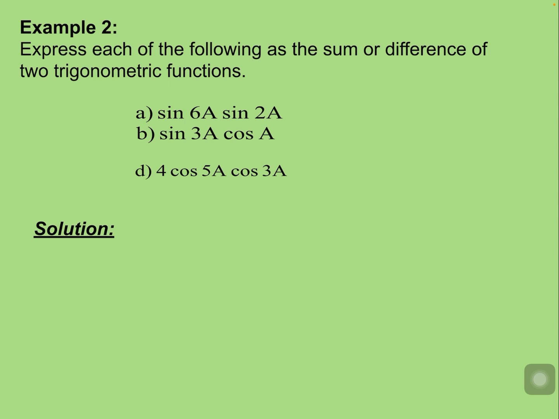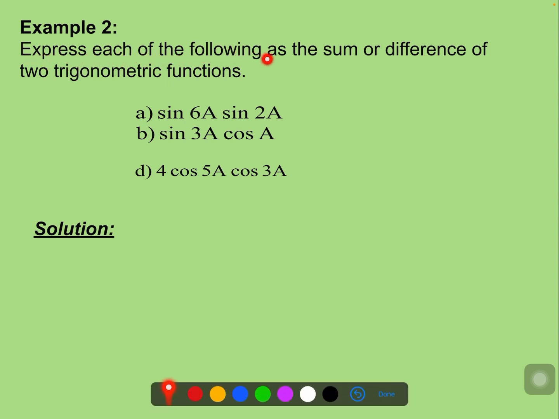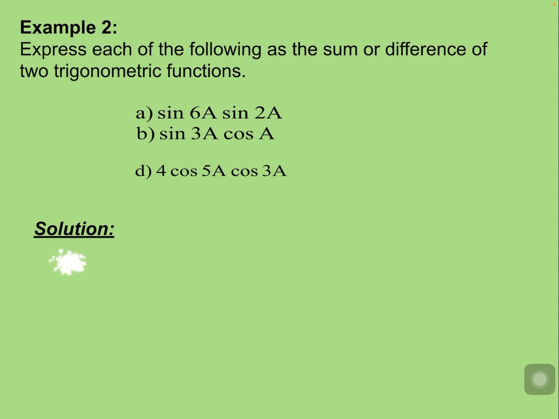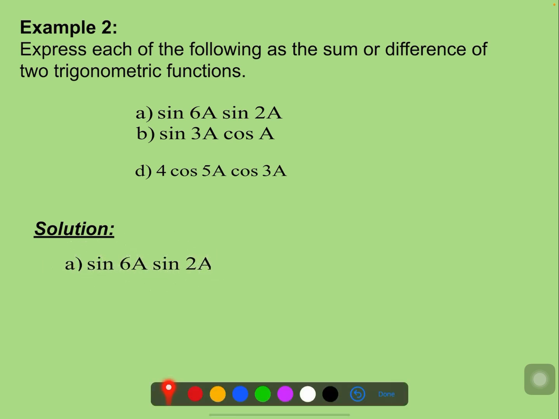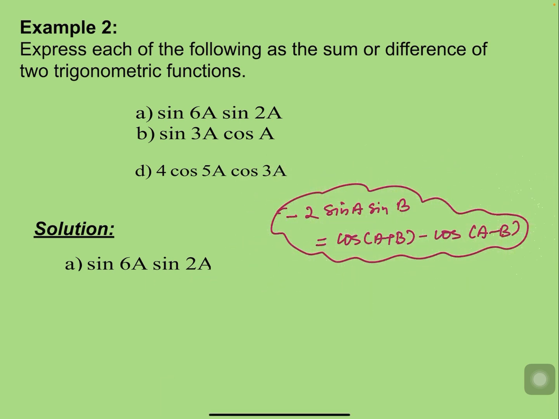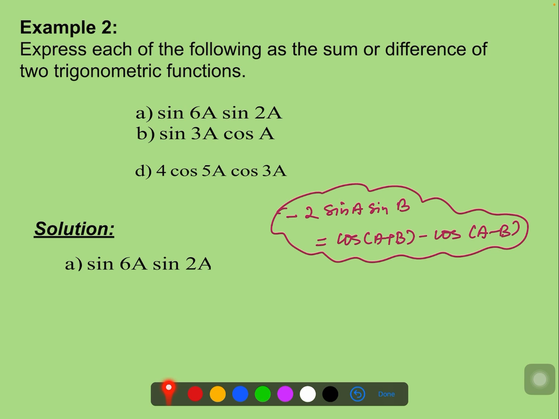Example 2. Express each of the following as the sum or difference of two trigonometric functions. Now this is a multiplication of two trigo functions. A: sin 6A sin 2A. We can use this formula: minus 2 sin A sin B equals cos (A plus B) minus cos (A minus B).